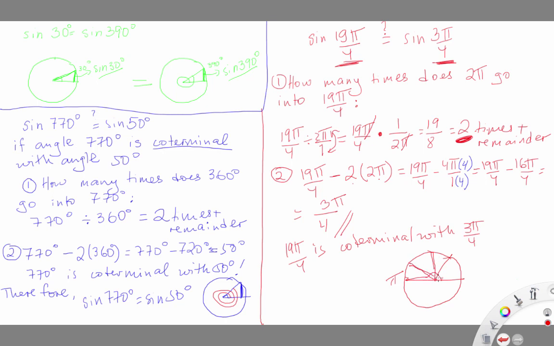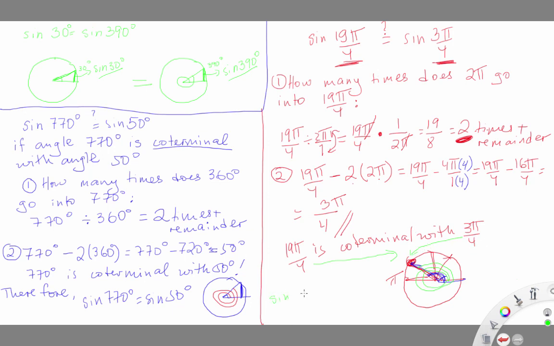So this is the angle we're talking about. Okay? Now, if I'm doing 19 pi over 4, this means that I'm going around the circle 1 time, 2 times, plus 3 pi over 4. So this angle is both 19 pi over 4 and 3 pi over 4. It looks the same on the unit circle.